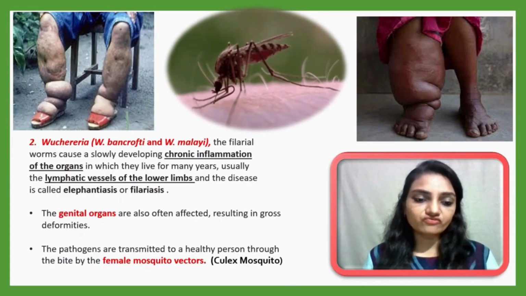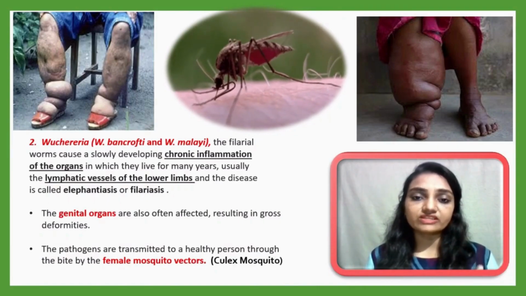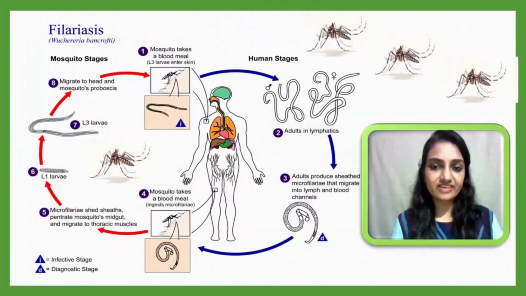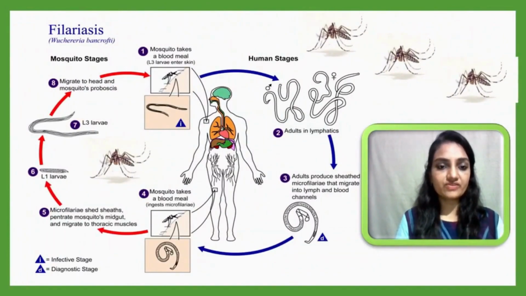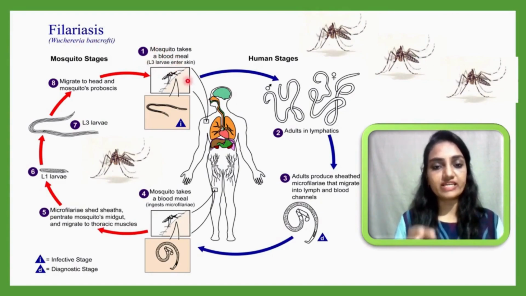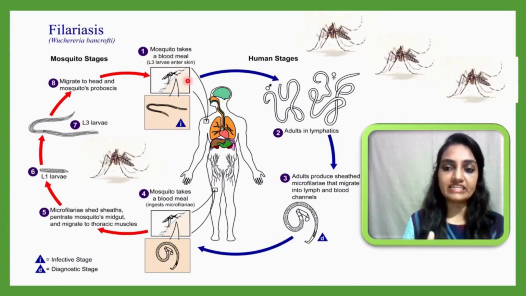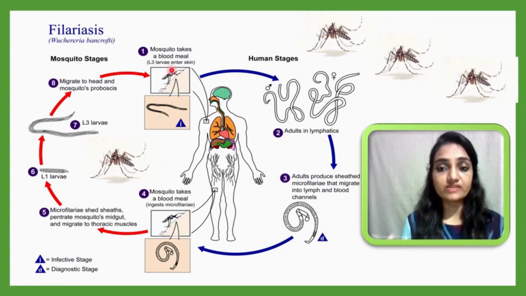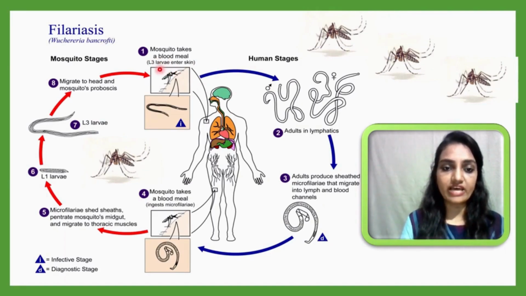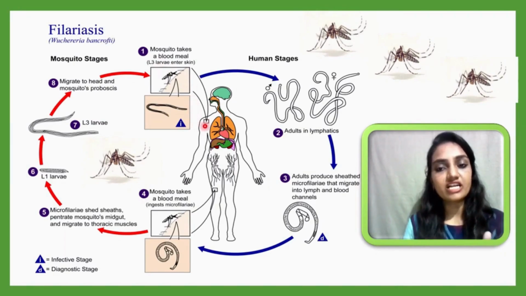That's why here also the female mosquito vector is responsible for causing filaria, or we can say for spreading it. So let me learn further by using this diagram. Here you can see, first of all, when the Culex fatigans mosquito sucks blood from the human, at that time it enters the L3 larva of Wuchereria bancrofti inside the skin. After entry in the skin, this L3 larva will migrate towards the lymph node, because the lymph nodes are the target organ for Wuchereria bancrofti.